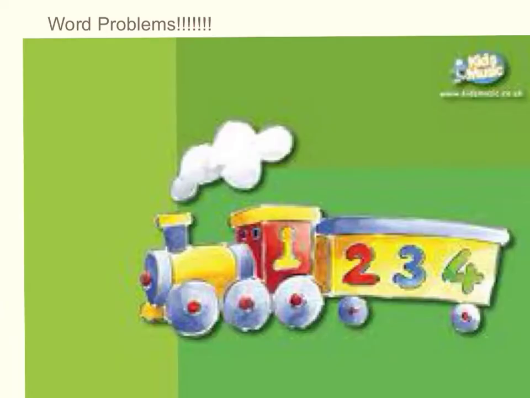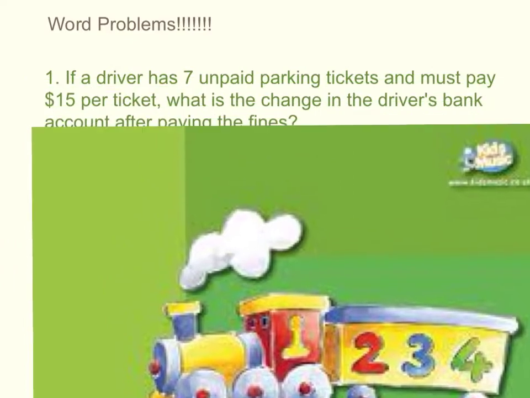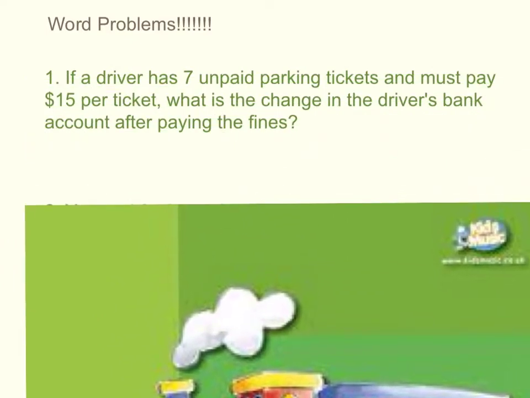I know everyone's favorite part of math is solving word problems. Let's try one together, and then you can try one on your own. If a driver has 7 unpaid parking tickets and must pay $15 per ticket, what is the change in the driver's bank account after paying the fines? He has a total of 7 tickets, and for each ticket he has to deduct $15 from his bank account. To find the answer, we can simply multiply 7 by negative 15.